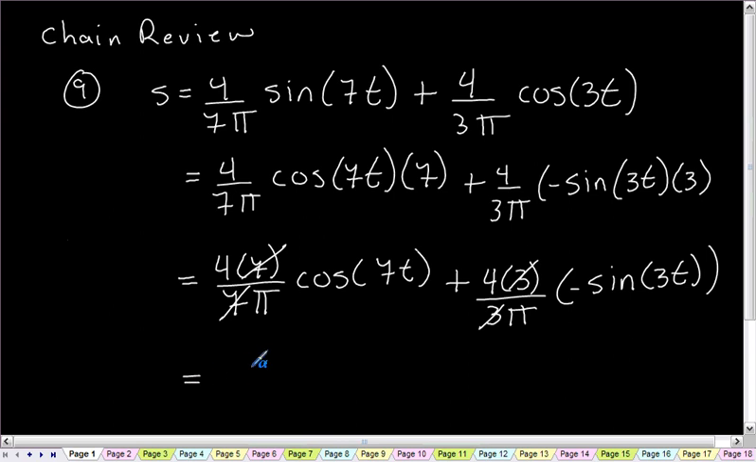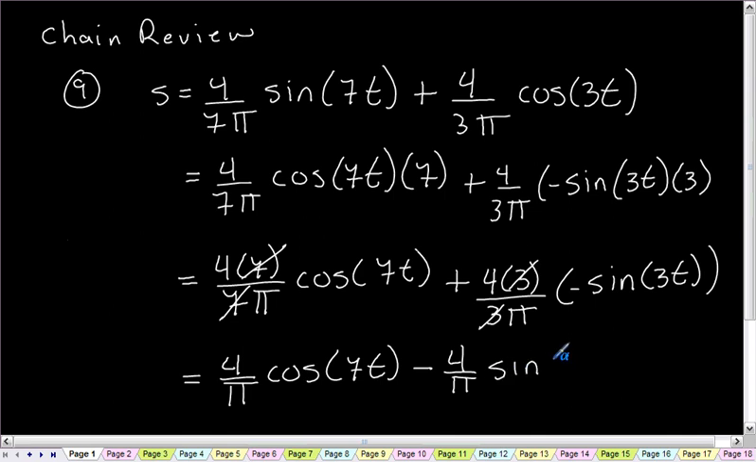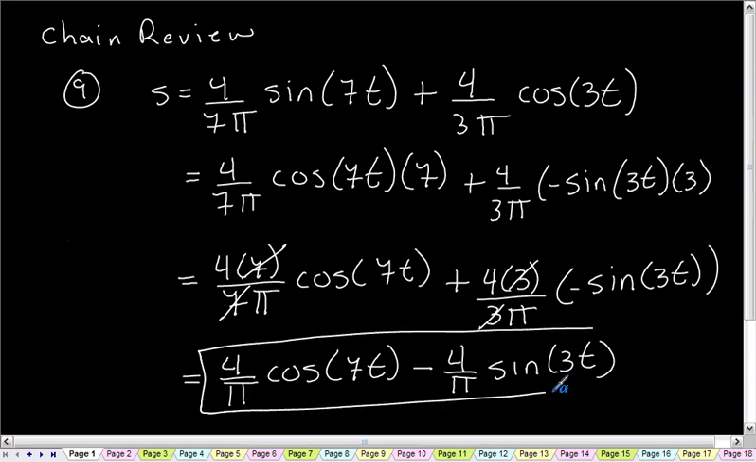So simplifying, this becomes 4 over pi cosine of 7t minus 4 over pi sine of 3t. That should be the final answer. You can pull out a 4 over pi if you want, and it'll just be 4 over pi times, in parentheses, cosine 7t minus sine 3t.